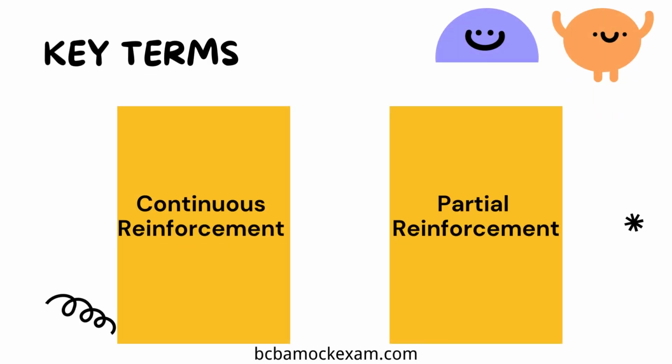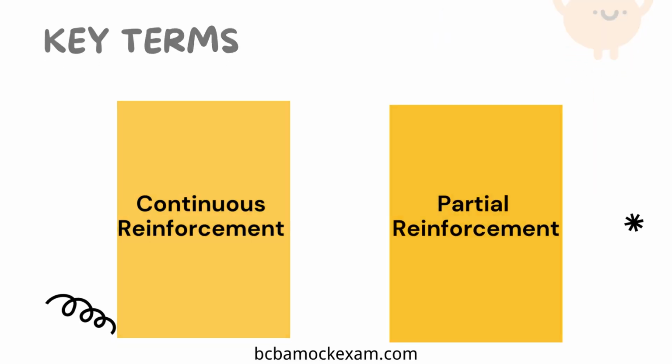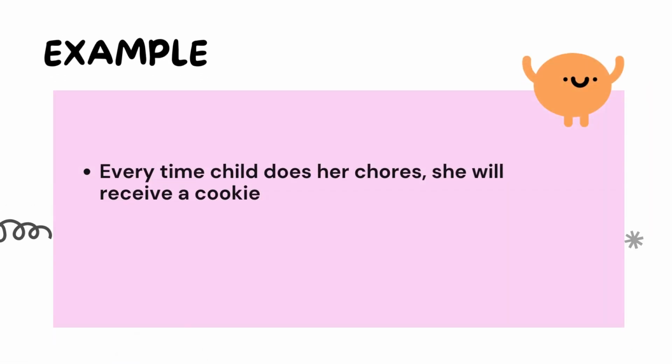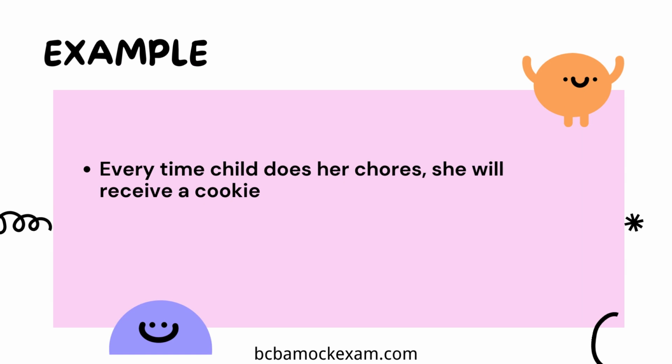Let's start by defining continuous reinforcement. Continuous reinforcement refers to a reinforcement schedule where the desired behavior is reinforced every single time it occurs. For example, every time a child completes her chores, she will receive a cookie as a reward. This means that the behavior of completing chores is consistently and immediately reinforced with a cookie.